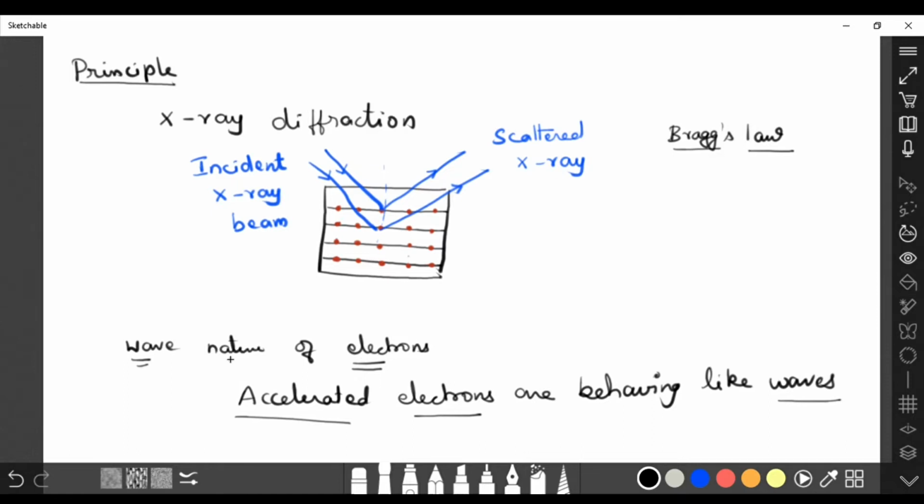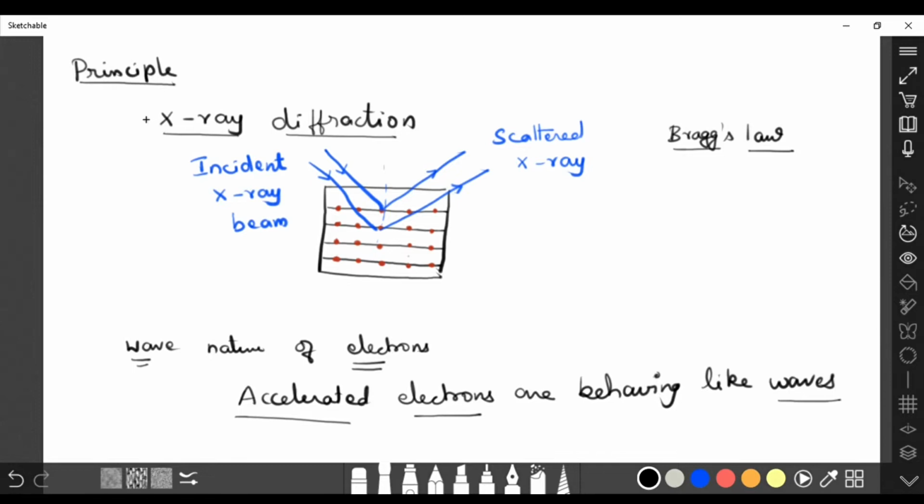To prove this, they considered one reference, and that reference is Bragg's law. Bragg's law gives the condition for X-ray diffraction. So what is that X-ray diffraction? Let me explain simply. This is not directly related to this experiment, but this is the basic principle we have to understand.